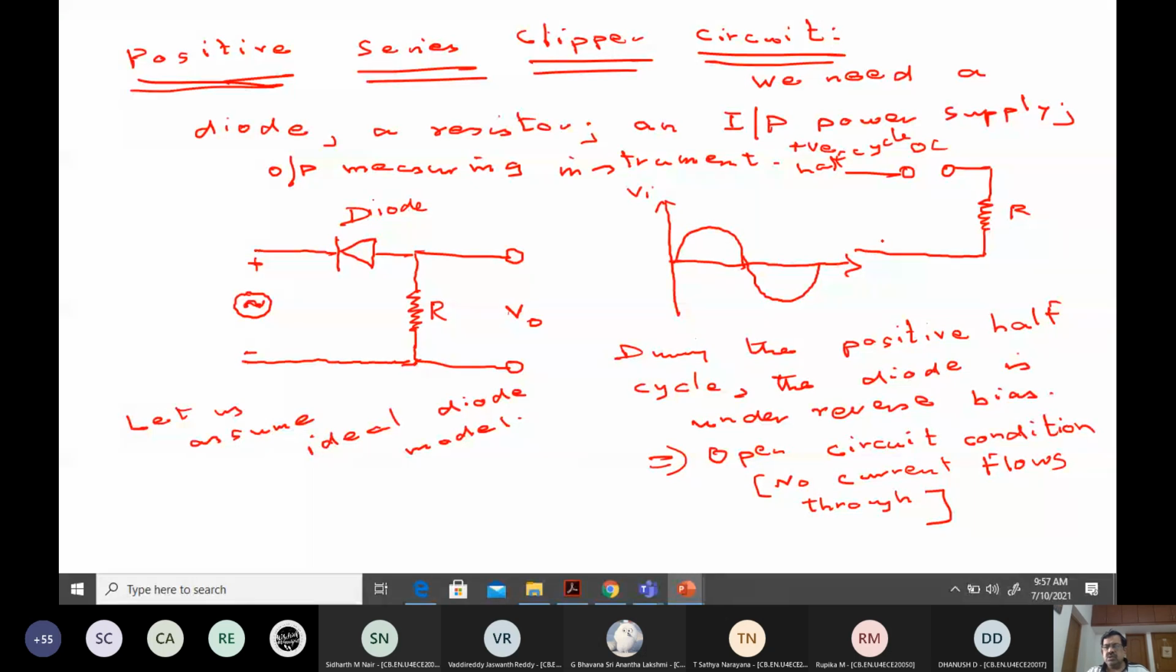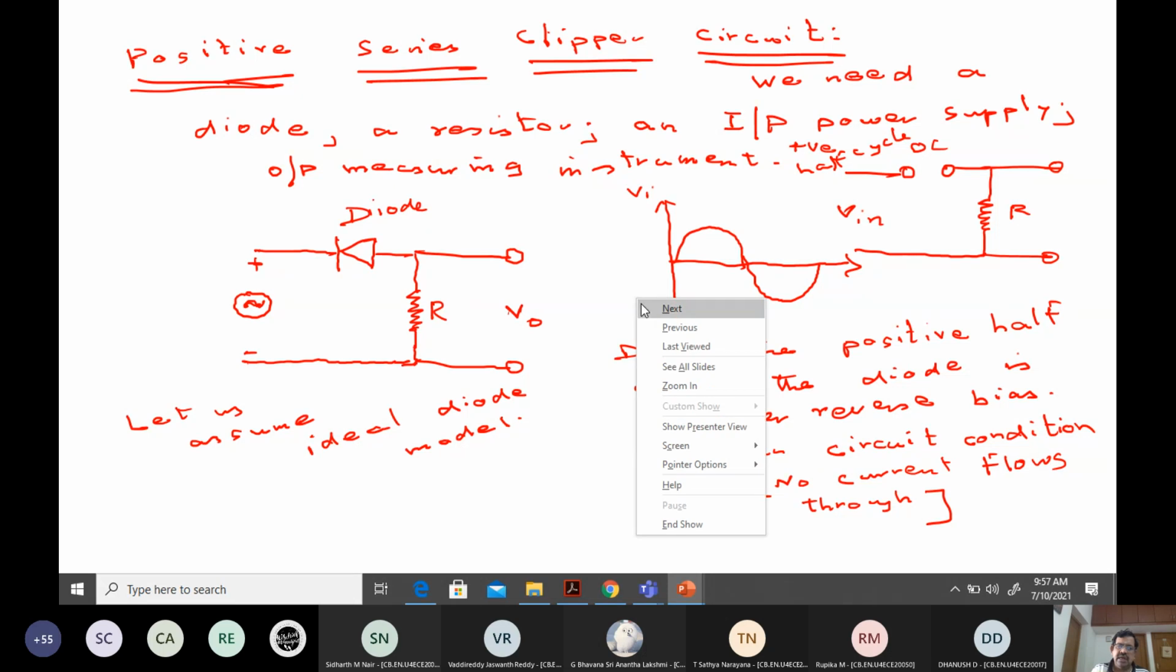Okay, so this is my input. Because there is no current flowing through, when I measure across here, I am measuring across the resistor. There is no current that flows through, so the voltage drop across R will be 0. So effectively, the output, when I see, I'll use a different color.